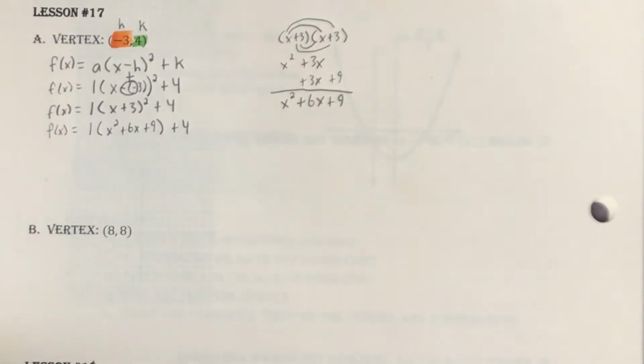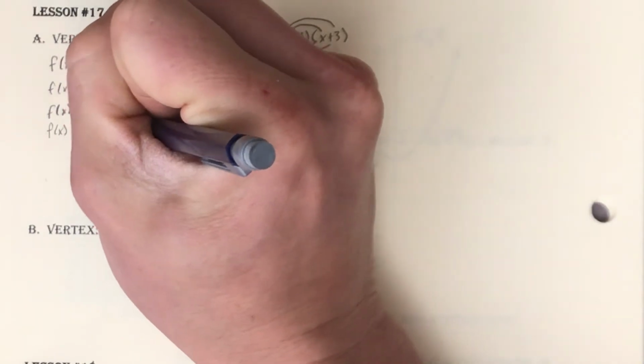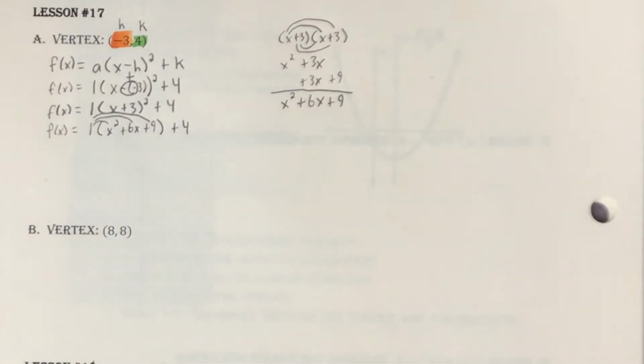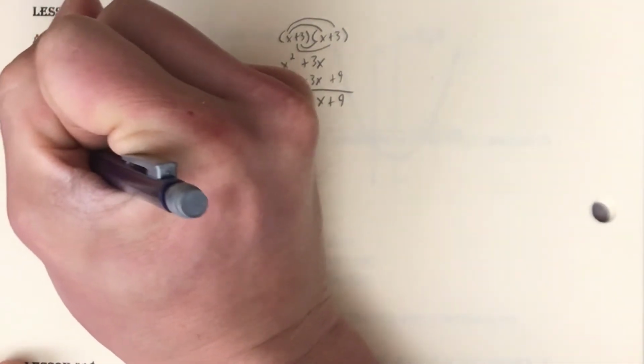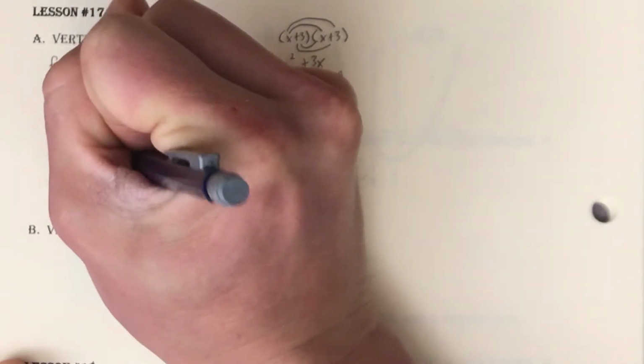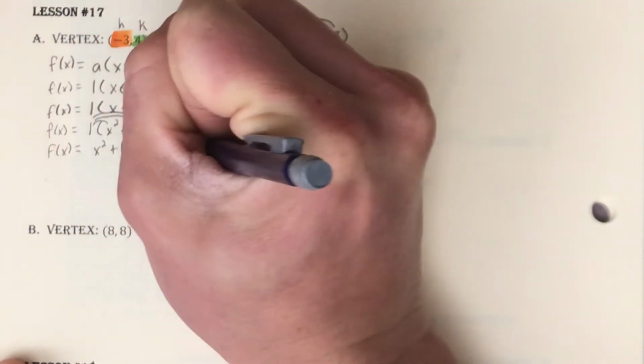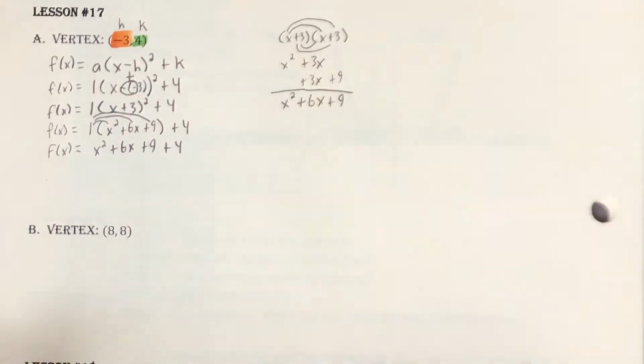Now the next thing I would need to do according to PEMDAS is multiplication, so I would need to distribute this +1 to every term inside parentheses. But as we've learned, that doesn't actually change anything. So I'm just going to bring it all down out of parentheses. So f of x equals x squared plus 6x plus 9, and then my plus 4.